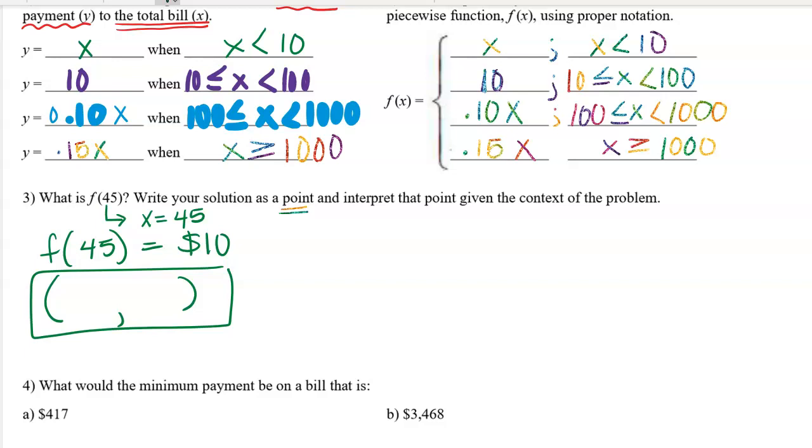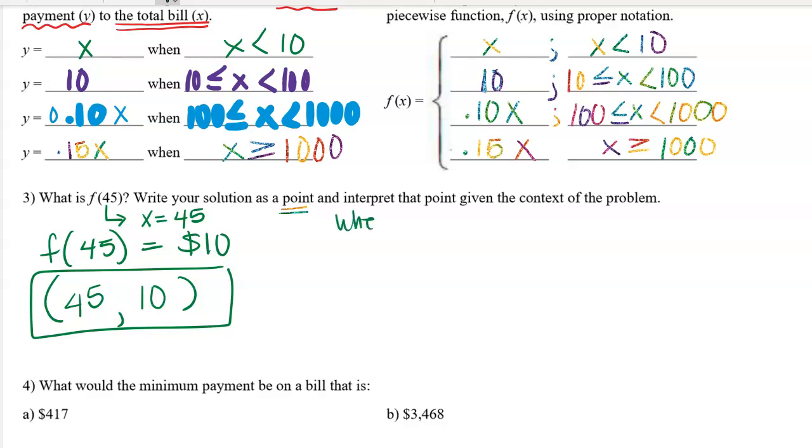Jake, what goes first when we write it as an ordered pair? $45, and then Y would be what, Jake? 10. Yep, that's an ordered pair. Then it says, interpret that value, okay? So in a complete sentence, here we go.